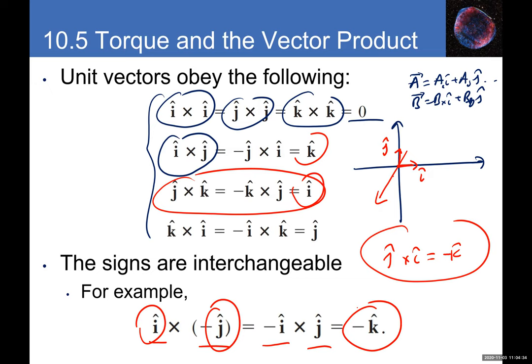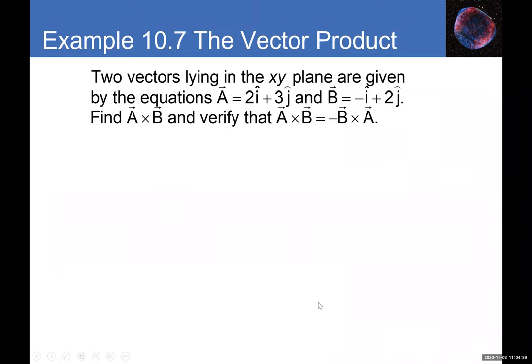So let's look at this example over here. You have two vectors lying in the XY plane given by A equals 2i hat plus 3j hat and B equals negative i hat plus 2j hat. We need to find A cross B and verify that A cross B equals negative B cross A.